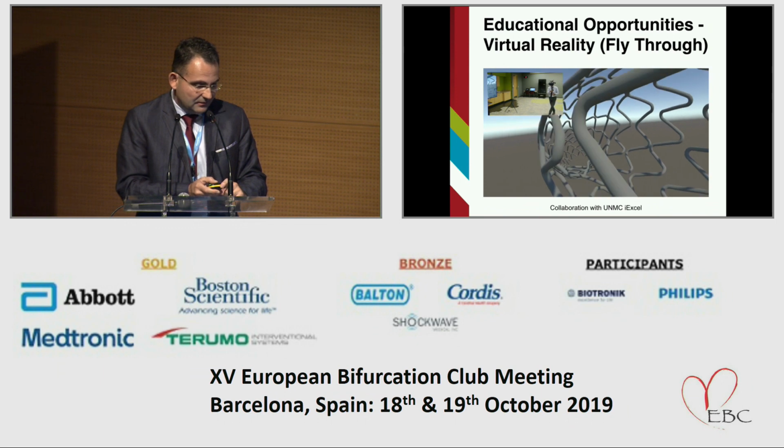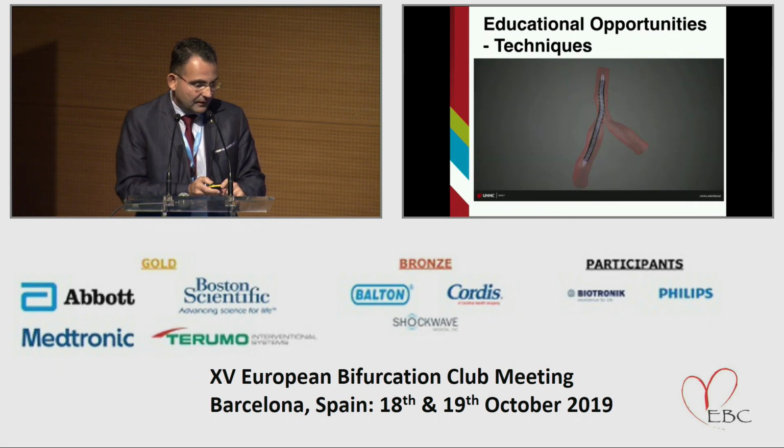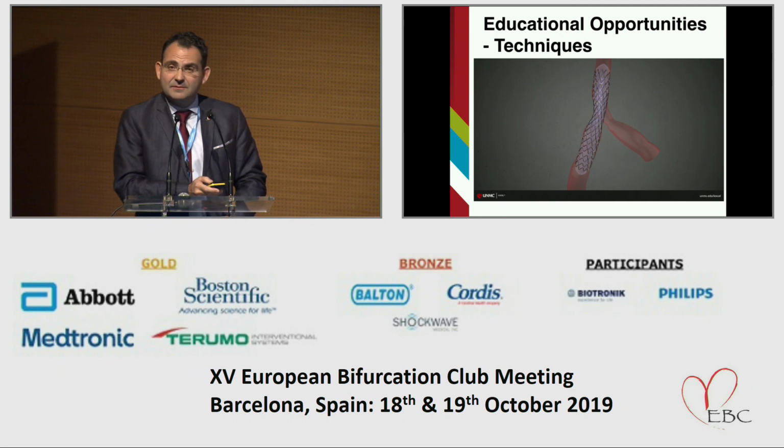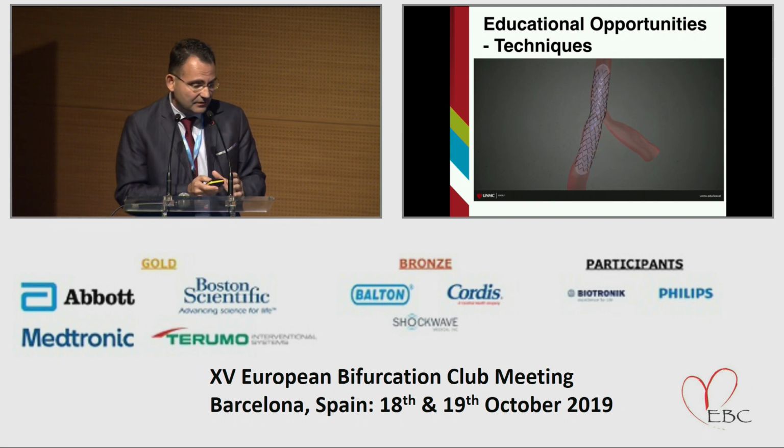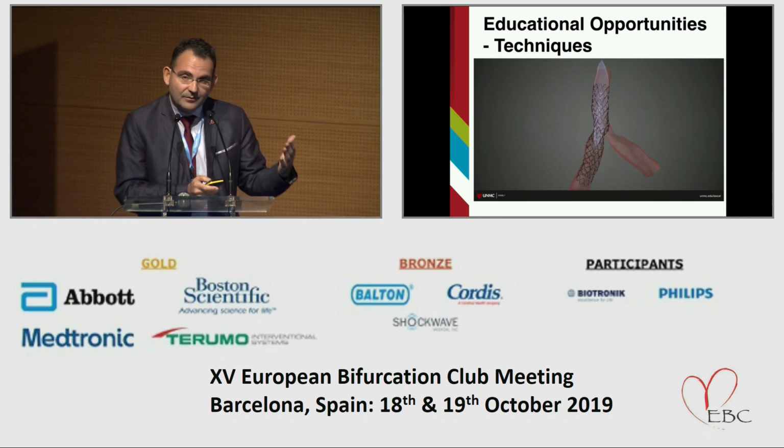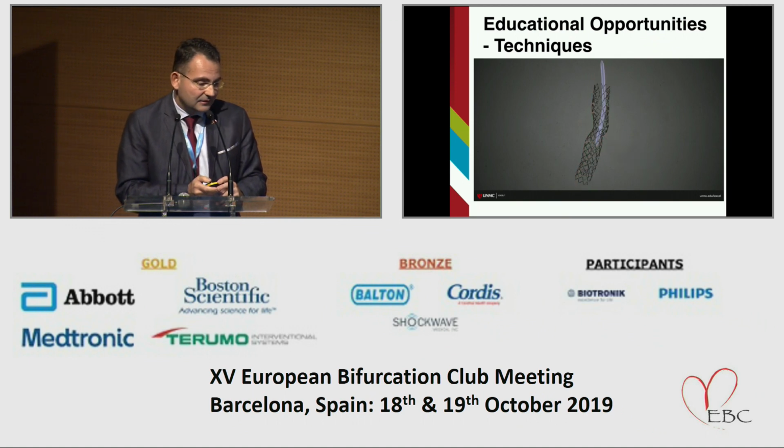This is a case here of a TAP. So it's a patient-specific bifurcation. We use realistic stents here. The wall properties are also realistic. We have all the opportunity here to get into the procedure, to see how different approaches, different access to the side branch, different POT approaches can change the stent geometry.